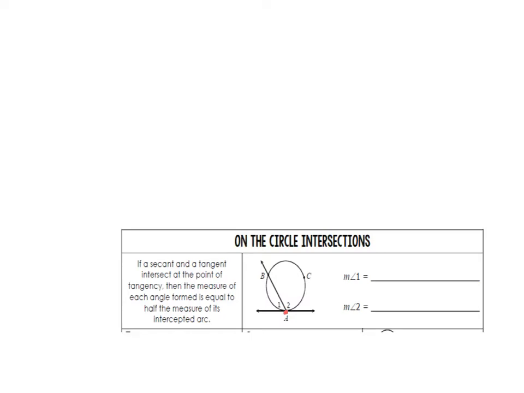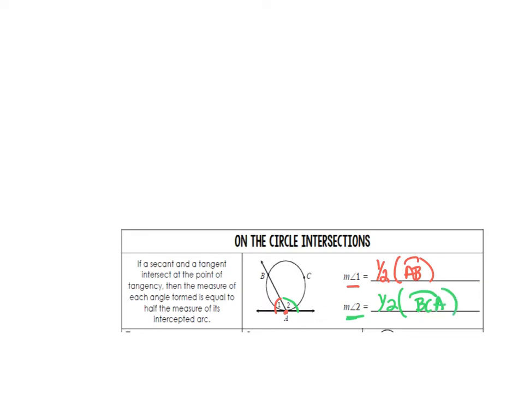Okay, so the measure of angle 1, check out angle 1, I'm going to put it in red, is right here, is going to be half of the arc. And what is the arc that goes with angle 1? It is arc AB. Let's take a look at angle 2. It makes up the rest of the line. Angle 2 is equal to half of arc BCA. The measure of arc BCA.